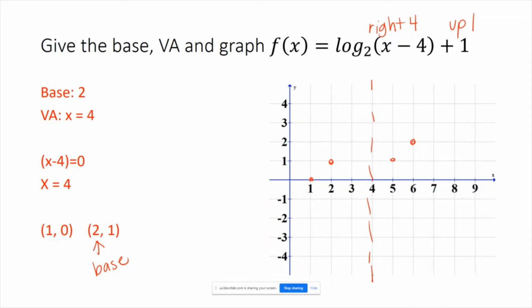Now you start by drawing against your vertical asymptote and curve up through those two coordinate points. Here is your graph.